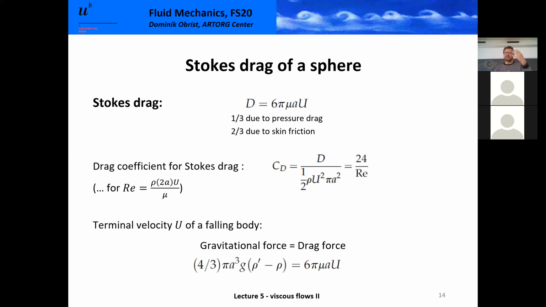And it will reach a velocity where the drag force is of equal magnitude as the gravitational force. And that's the situation when you have a balance, when you have reached a terminal velocity. So when the gravitational force is equal to the drag force, you can put the gravitational force on the left, drag force on the right, and from that you can compute the terminal velocity of a falling particle. Very useful computations you can do.